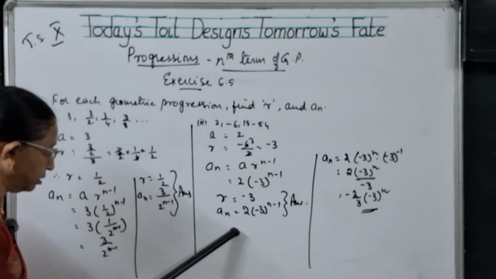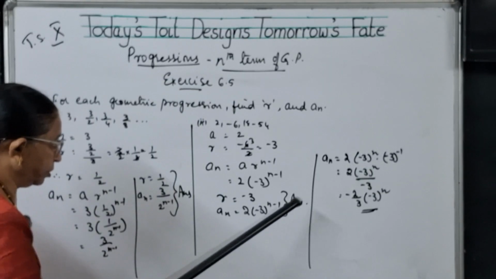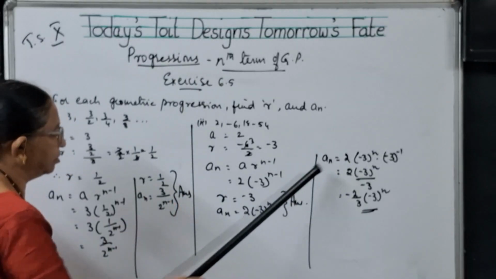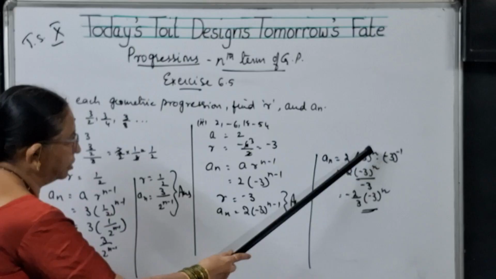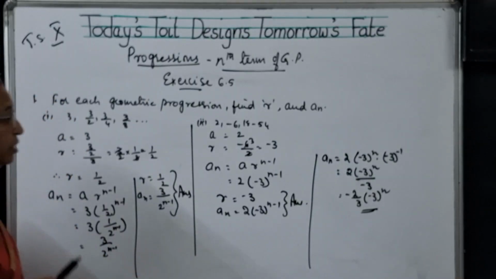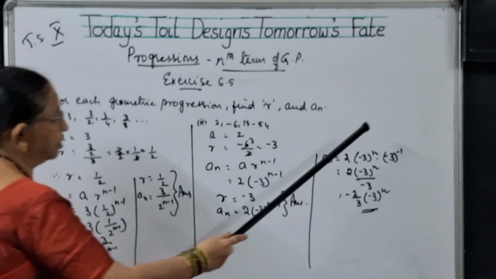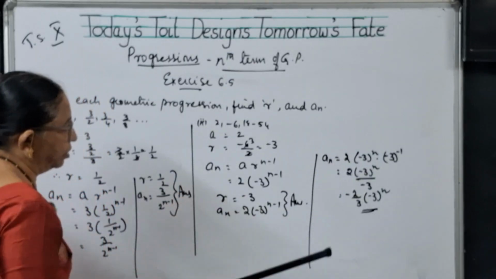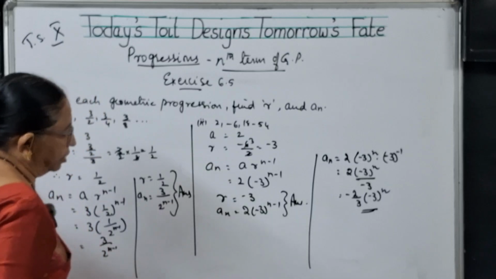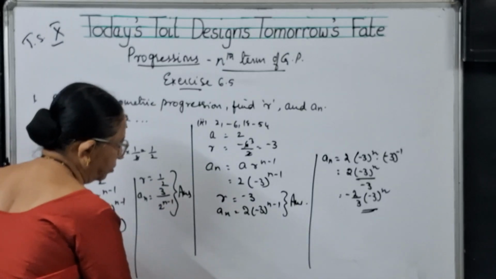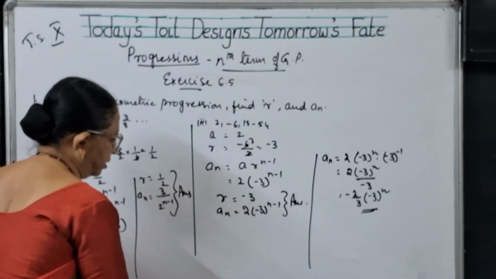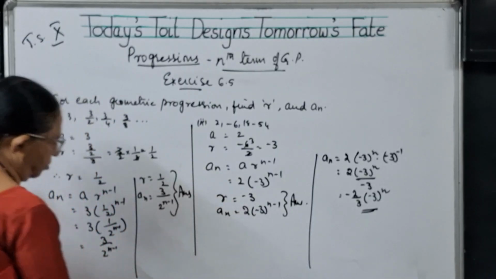If you want this to be simplified further, there is another chance here, children. An can be written as 2 into minus 3 to the power of n into minus 3 to the power of minus 1. So power minus 1 means it becomes a division. So 2 by minus 3 is minus 2 by 3 into minus 3 to the power of n. So whichever you want, you can conclude here or you can extend here. See this, children.